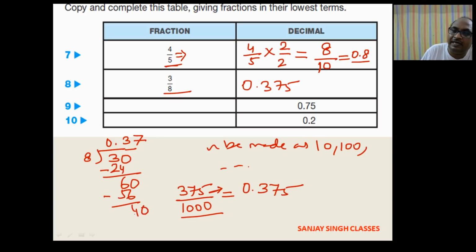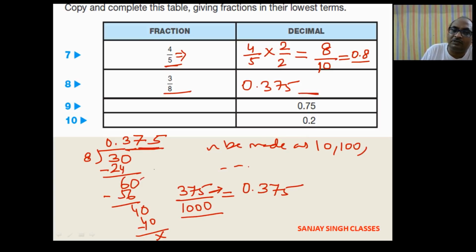Then again 0 will get added. Right. Then 8 5s are 40, and it has got completely cancelled. So our quotient has become 0.375. So that 0.375 we have written here.